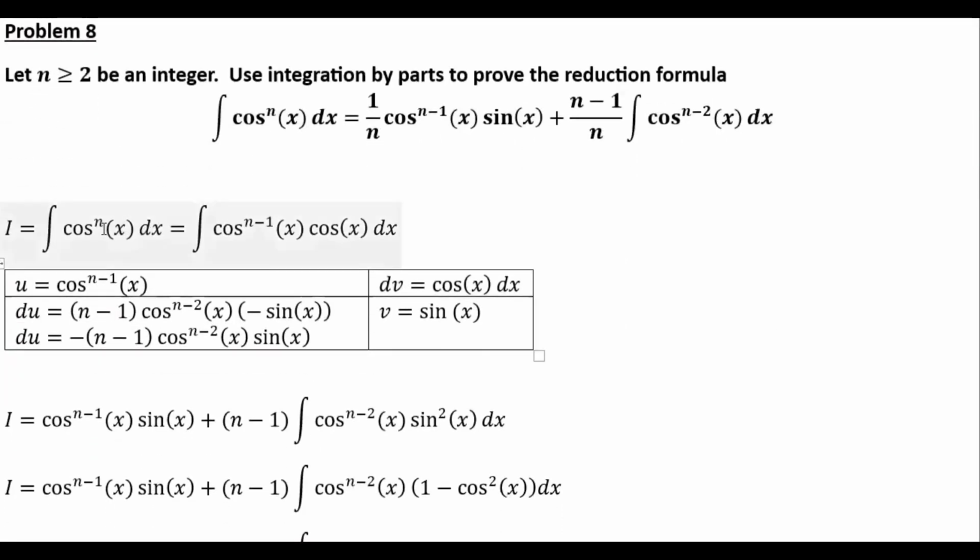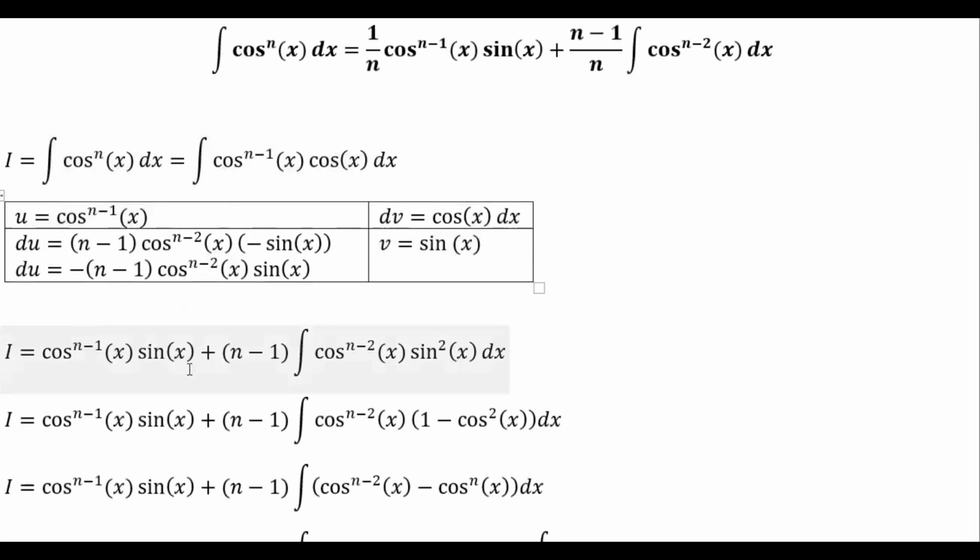Well, we can rewrite it as cosine of n minus 1 times cosine, because it's cosine to the first power. By properties of exponents, you add the powers, so you get back n. Integration by parts happens because it's a product of two things. So I chose u to be cosine to the n minus 1. du would need the chain rule, so be careful. dv is whatever's left, v is the integral of that. Integration by parts: uv minus the integral of v du. So uv is right there, minus the integral of v du, that's right here. The n minus 1 doesn't depend on x, so I pulled it out.